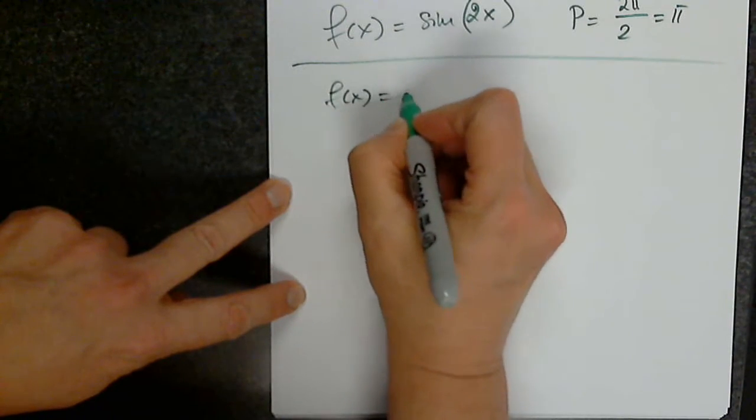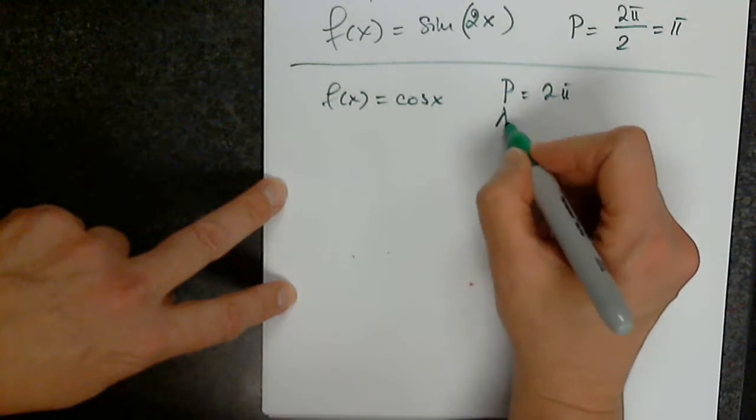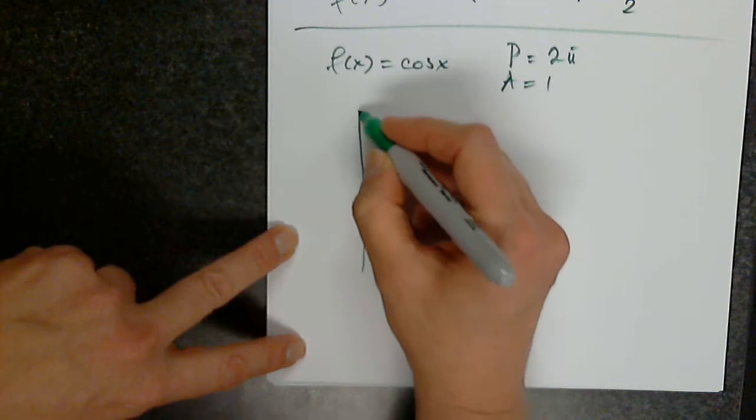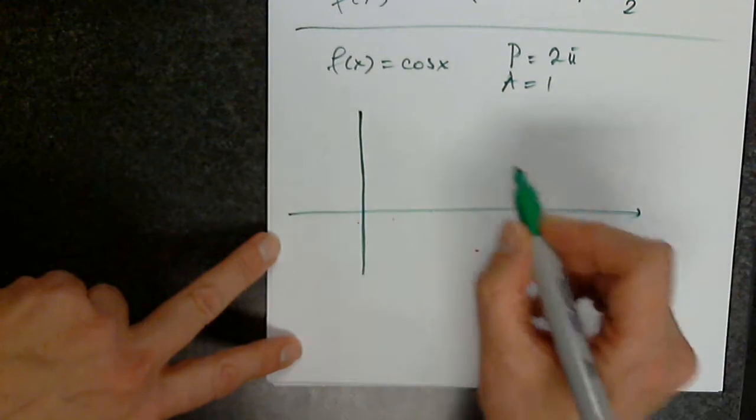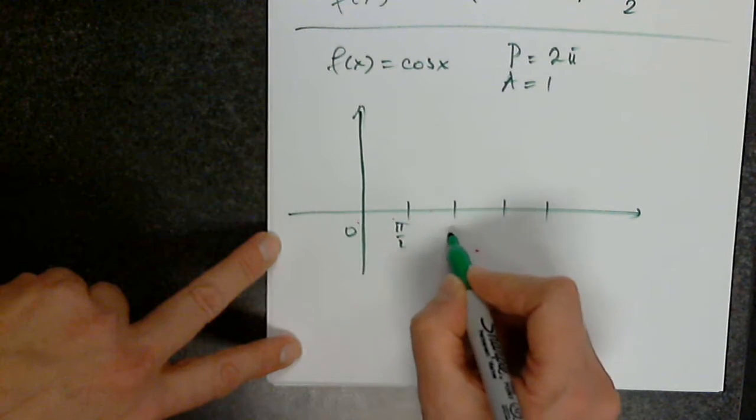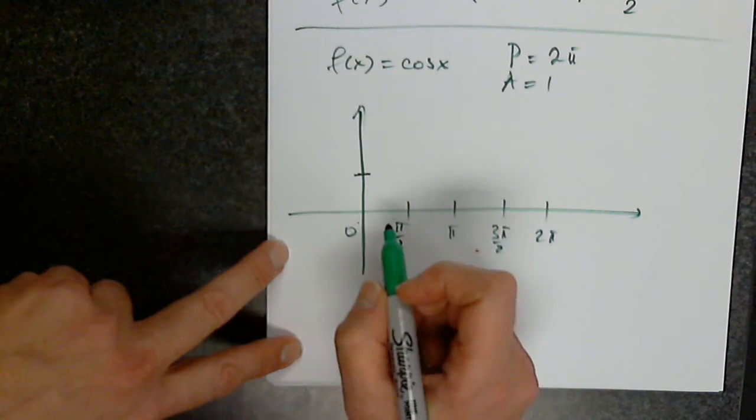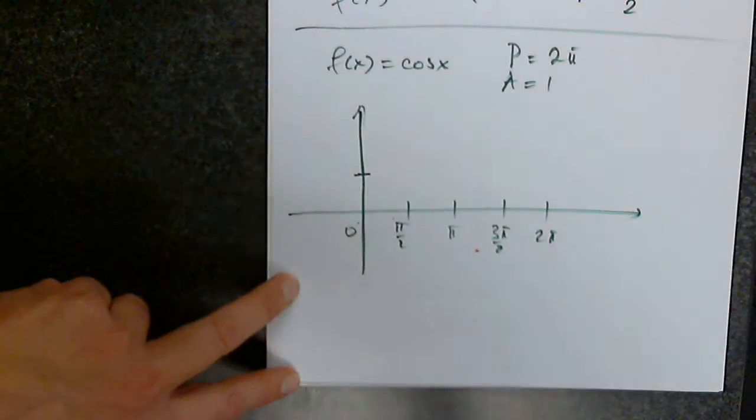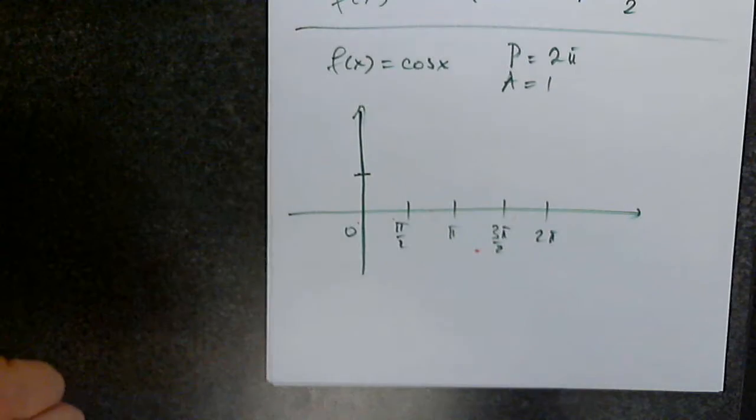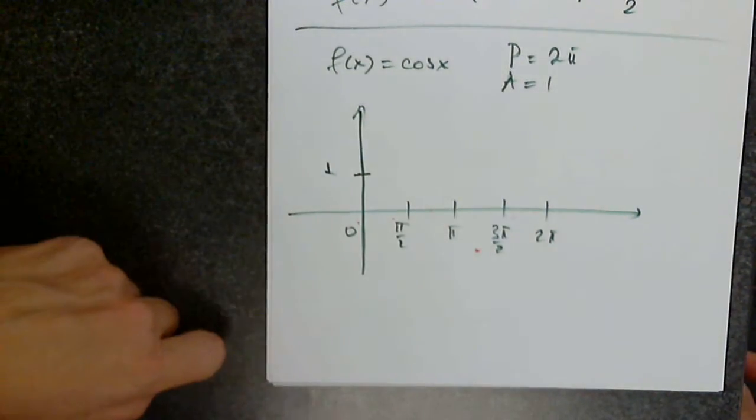So f of x equals cosine x. The period is 2 pi. Of course, the amplitude is 1, or the absolute value of 1. So we are going to look at 0, pi over 2, pi, 3 pi over 2, and 2 pi. How much is cosine? It cannot be more than, if I ask cosine of 100 degrees, how much will you say maximum possible? 1. And what is the minimum possible?